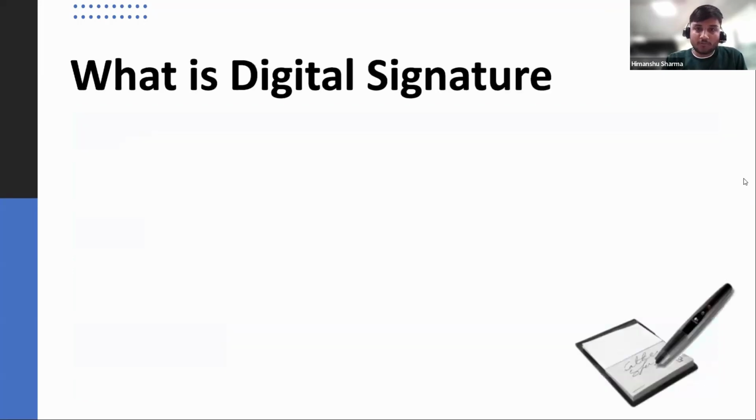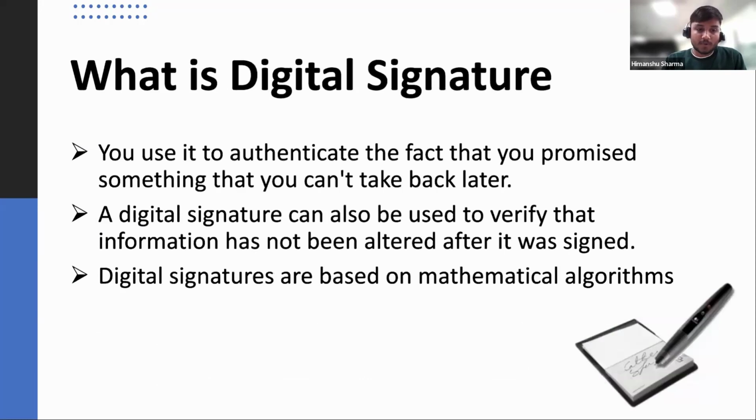Okay, let's talk about what a digital signature is. Basically, the idea behind the digital signature is the same as the handwritten signature. You use it to authenticate the fact that you have promised something that you can't take back later. A digital signature does not involve signing something with pen and paper and then sending it over the internet. But like pen and paper, it attaches the identity of the signer to the transaction. Having a digital signature is like using your driver's license to verify your identity.